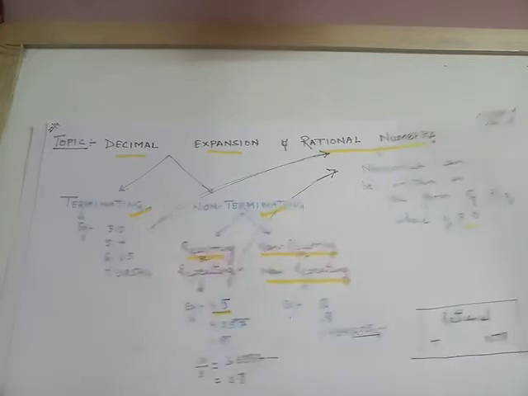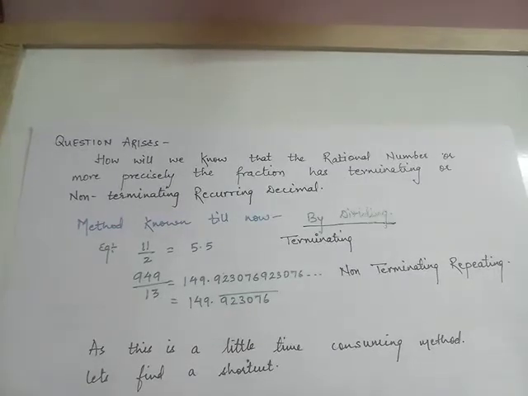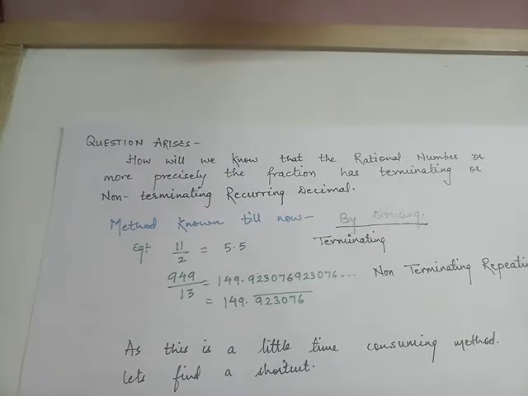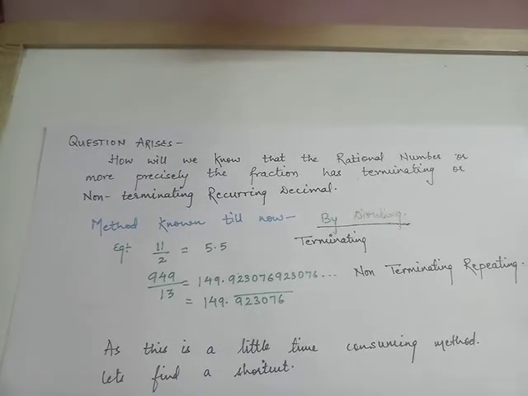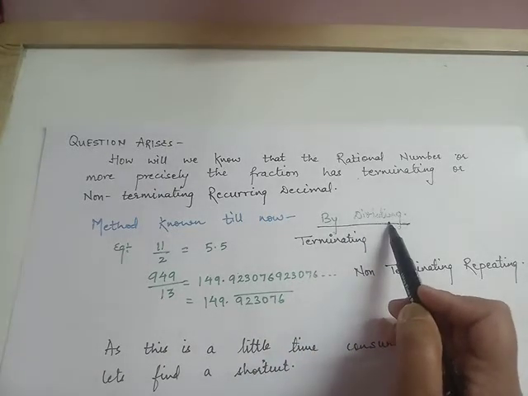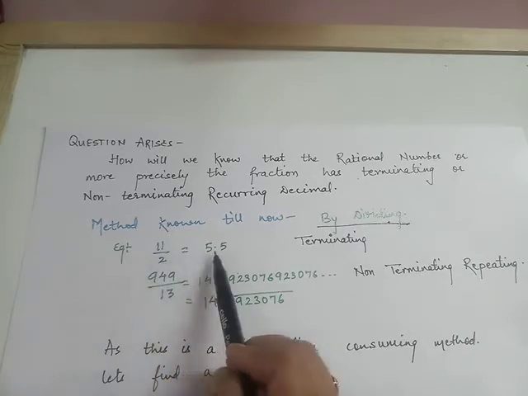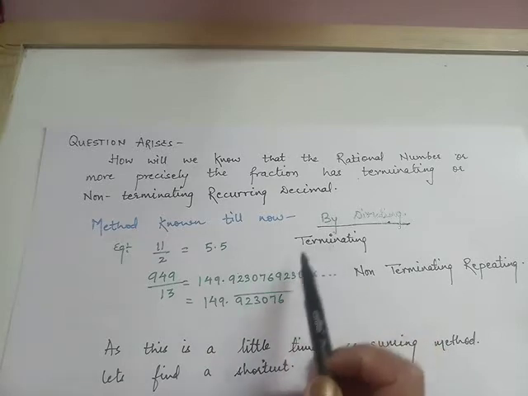Let us see how we do it. If I give you a fraction and ask you to tell whether it is terminating or non-terminating, how will you find? You will say, very simple ma'am, we will divide. Yes, you will divide. If I say 11 upon 2, you will simply divide it. You will say 5.5. Ma'am, it is terminating.